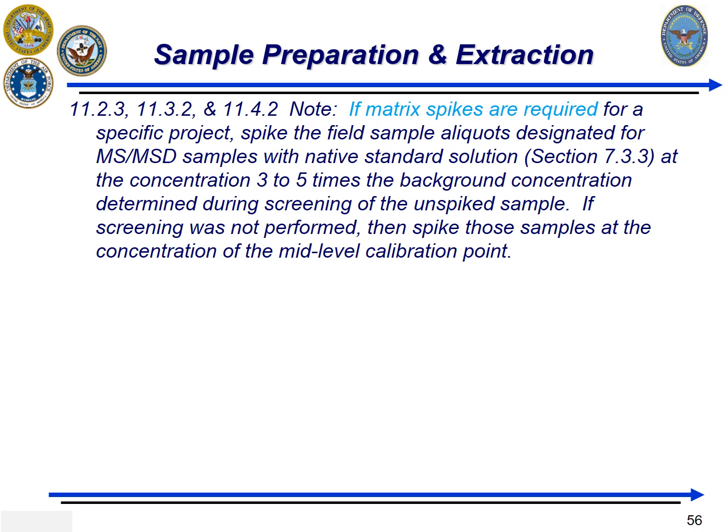Each of the sample preparation sections, those for aqueous, solid, and tissue, all state that if a matrix spike is required, then the matrix spikes should be spiked at the midpoint of the calibration. If you do not know the concentrations of the samples, they should be spiked at 3 to 5 times the background concentrations determined by screening the unspiked sample. Note that's in blue, meaning we have another clarification in Table B-24 relative to this statement.